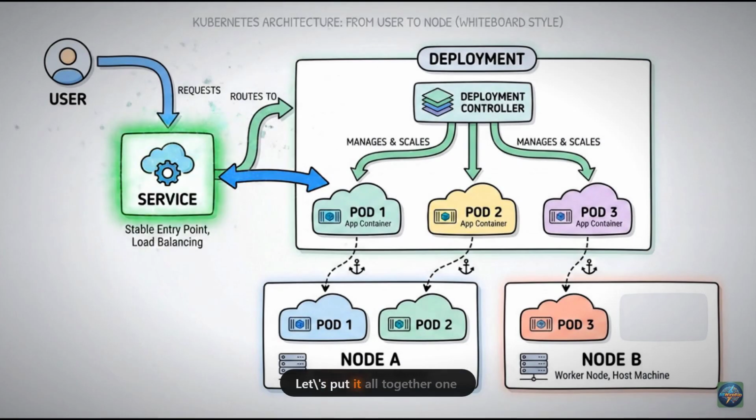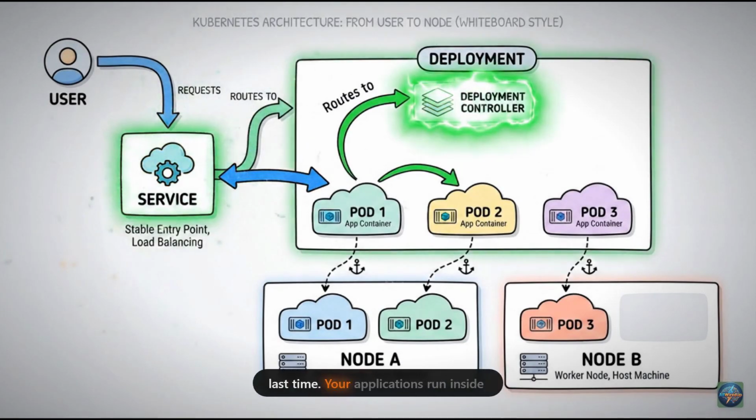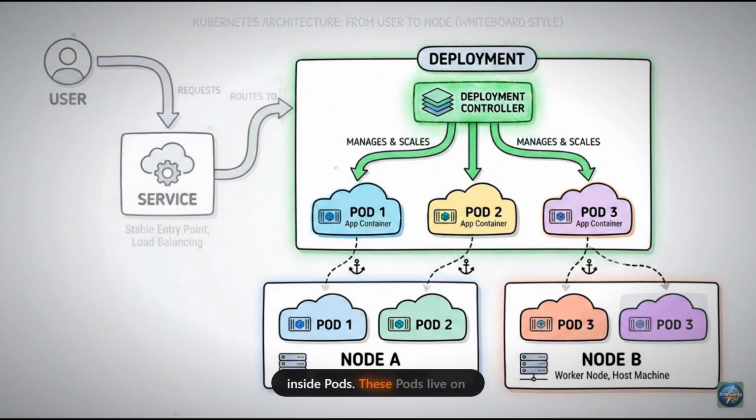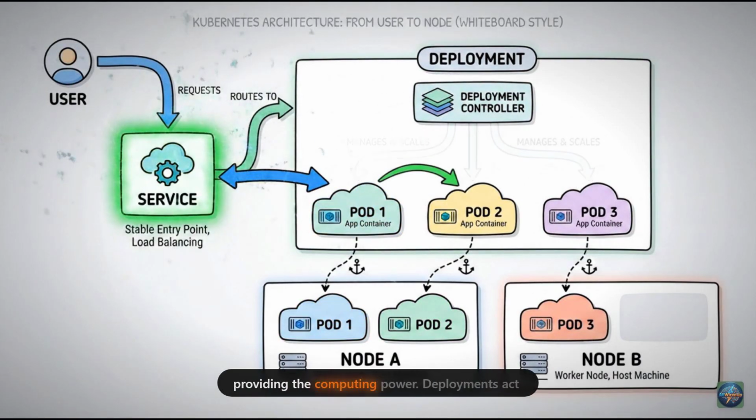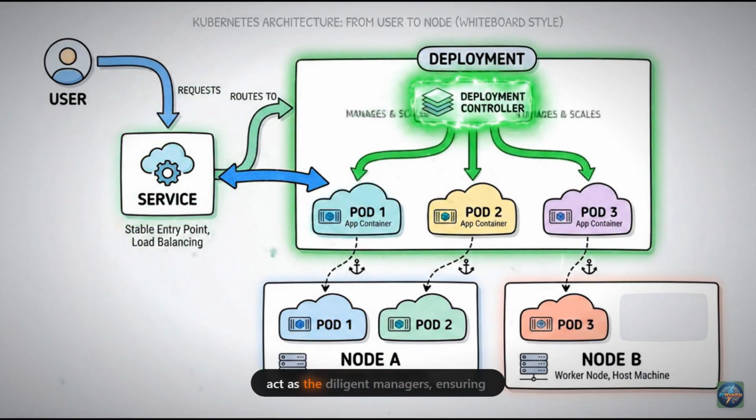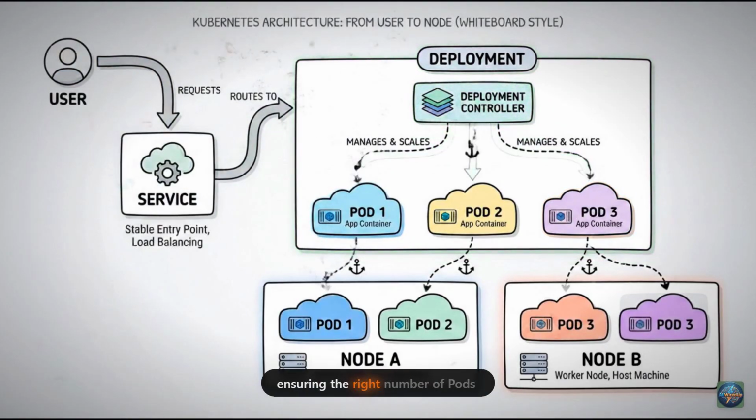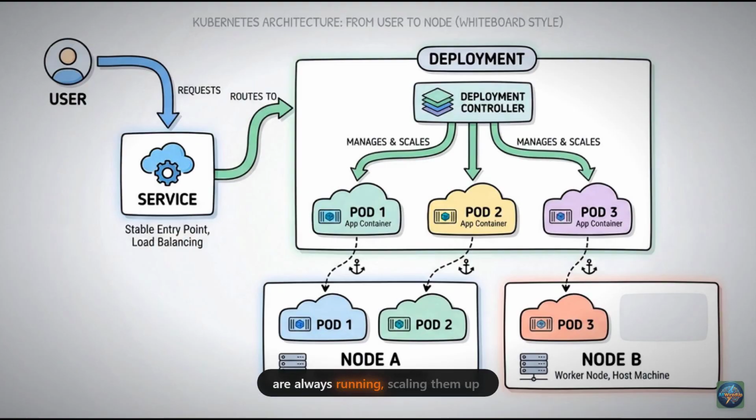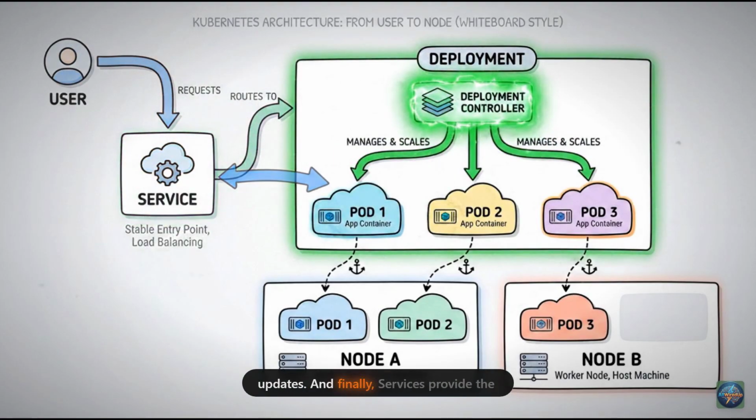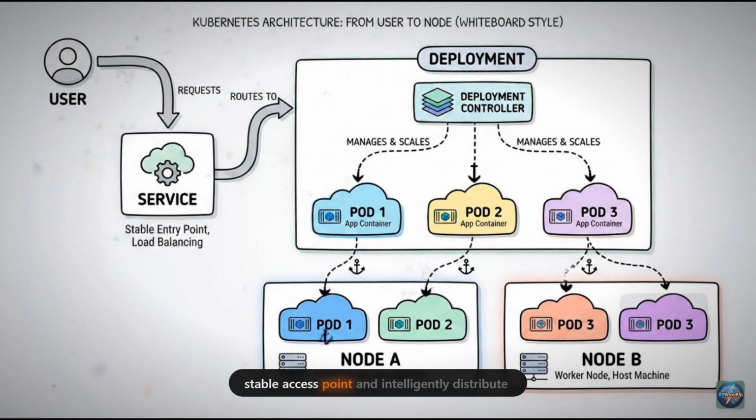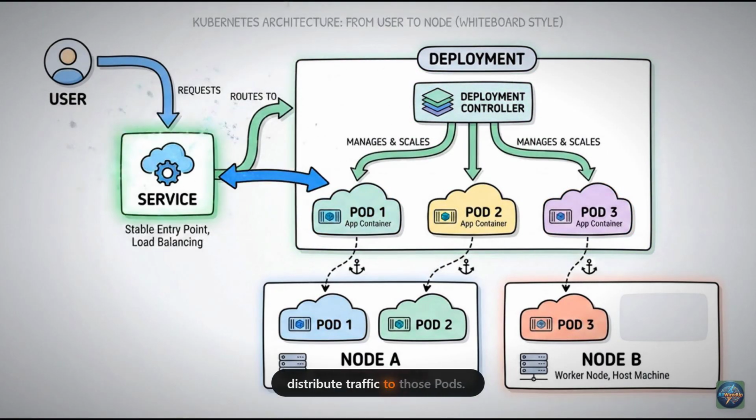Let's put it all together one last time. Your applications run inside pods. These pods live on nodes, which are the machines providing the computing power. Deployments act as the diligent managers, ensuring the right number of pods are always running, scaling them up or down, and handling updates. And finally, services provide the stable access point and intelligently distribute traffic to those pods.